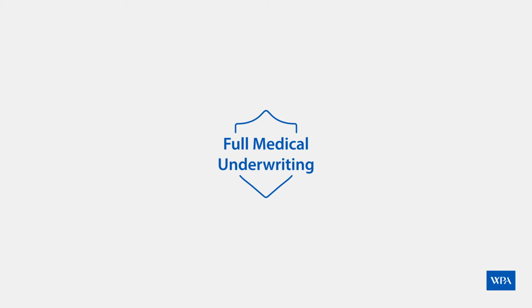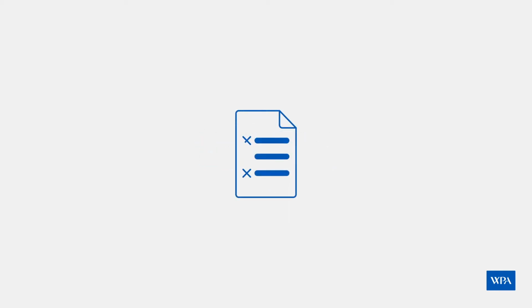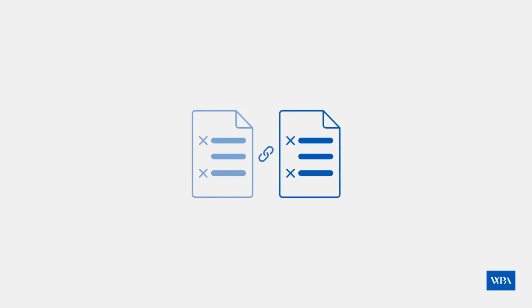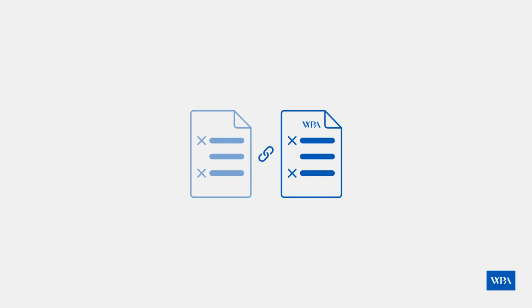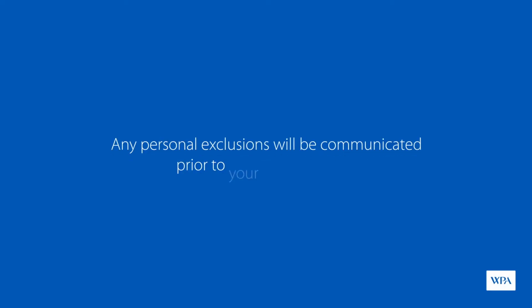If you previously had full medical underwriting, you may choose to join on a continued personal medical exclusions basis. Any existing personal exclusions that were applied to your previous cover will be transferred to your cover with WPA. Any personal exclusions will be communicated prior to your policy starting.